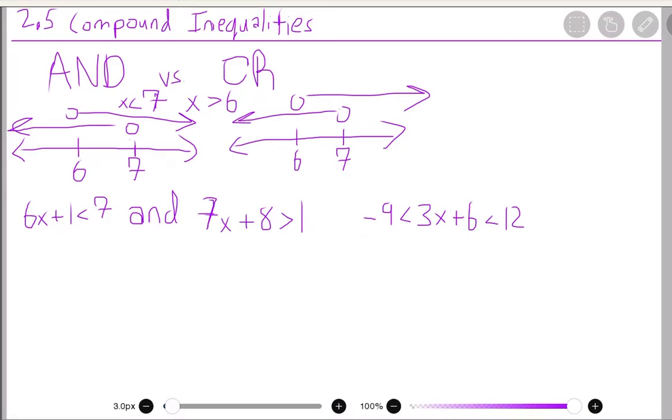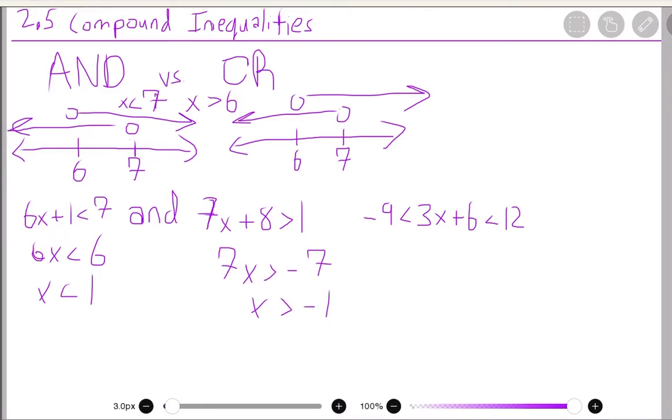Next, we can move on to a bit more difficult questions, but they're not that hard. Looking at this problem, the first thing we need to do is simplify the inequality to the simplest form. So we can do 6x is less than 6, x is less than 1. That was simple. And then we can do 7x is greater than negative 7, and then we get x is greater than negative 1.